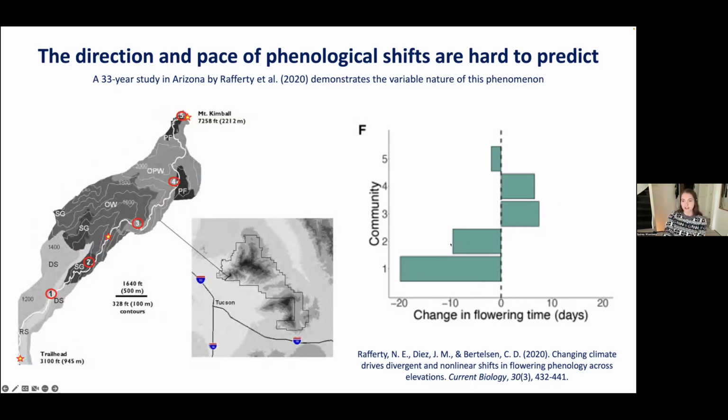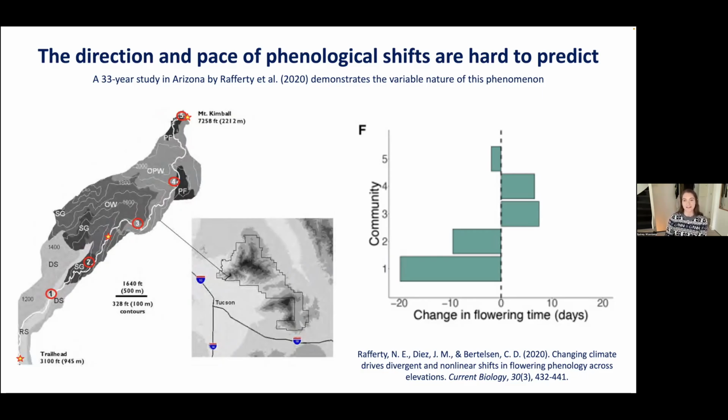We moved up to site 2, they were still flowering earlier, but to a lesser degree. And then we saw a shift at sites 3 and 4, where flowering was actually delayed. And then finally, site 5, which was at the very, very top of the mountain, showed a non-significant change in flowering time. So if you group all of these and pool all the sites together, it doesn't look like there's any phenological change happening. And really what this shows us is that even fine spatial scales can elicit different phenological shifts. And that really is the crux of the issue here, that these are very hard to predict.